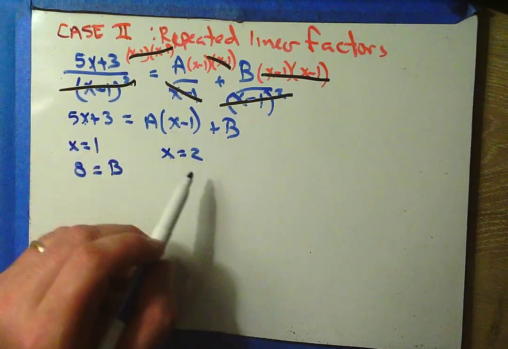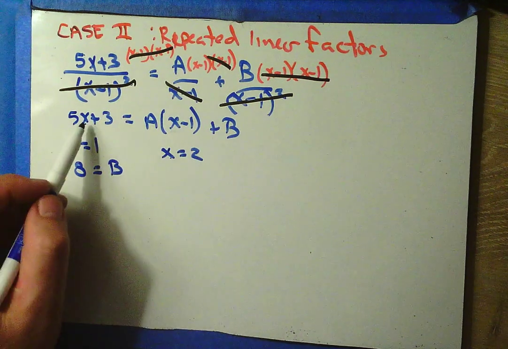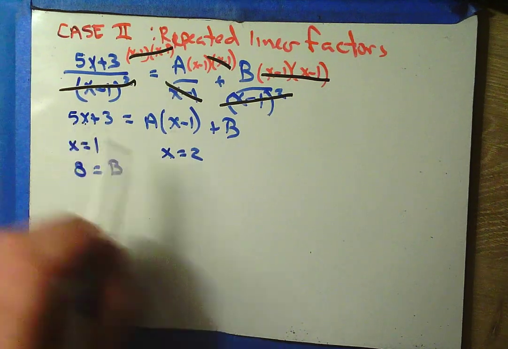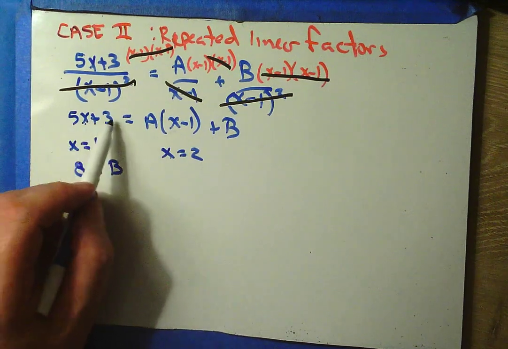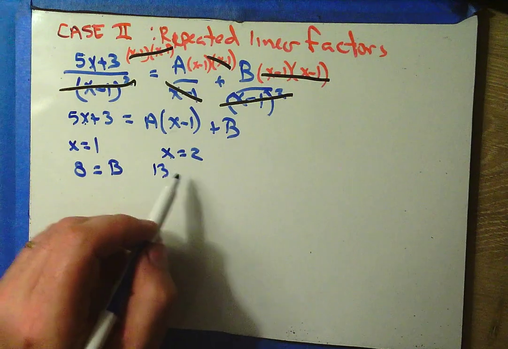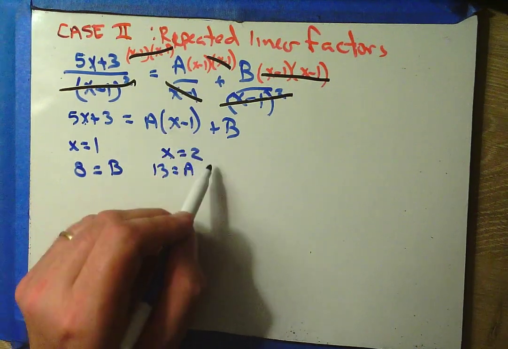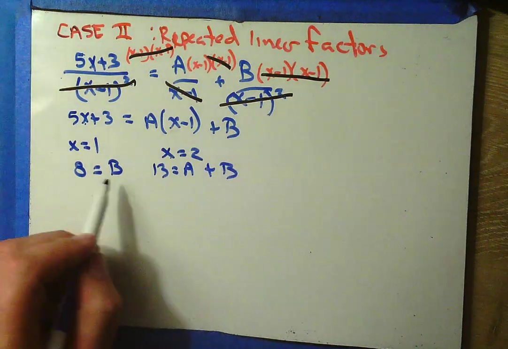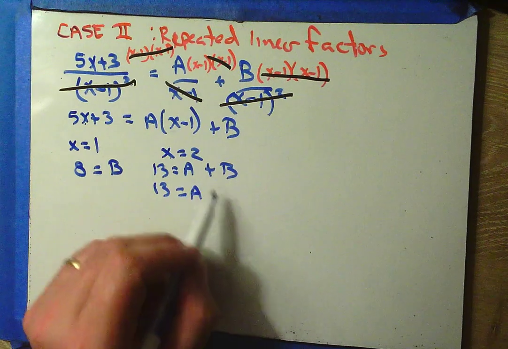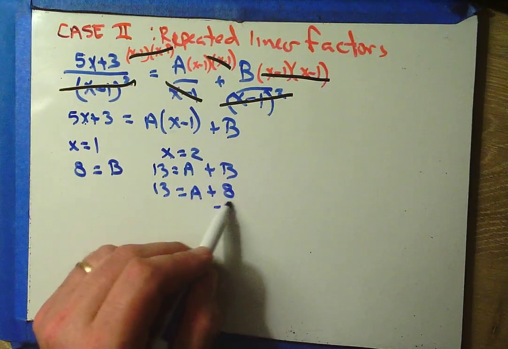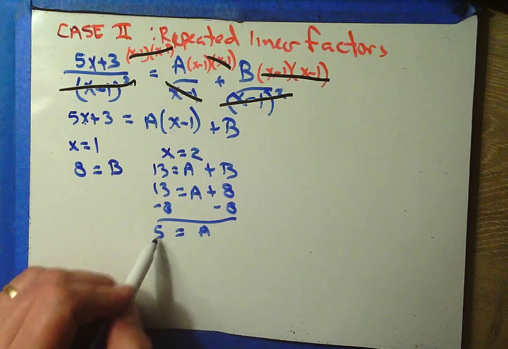So 0 would be fine, 2 is fine, 77 would be fine, but I'm not making 77 times 5 over here. But I will plug in a 2 over here. So 2 times 5 is 10, plus 3 is 13. And then over here we have 2 minus 1 is 1a, and we still have our plus b. Well, we know b is equal to 8, and so we get 13 equals a plus 8. And we'll subtract 8 from both sides, and we'll get that a equals 5.